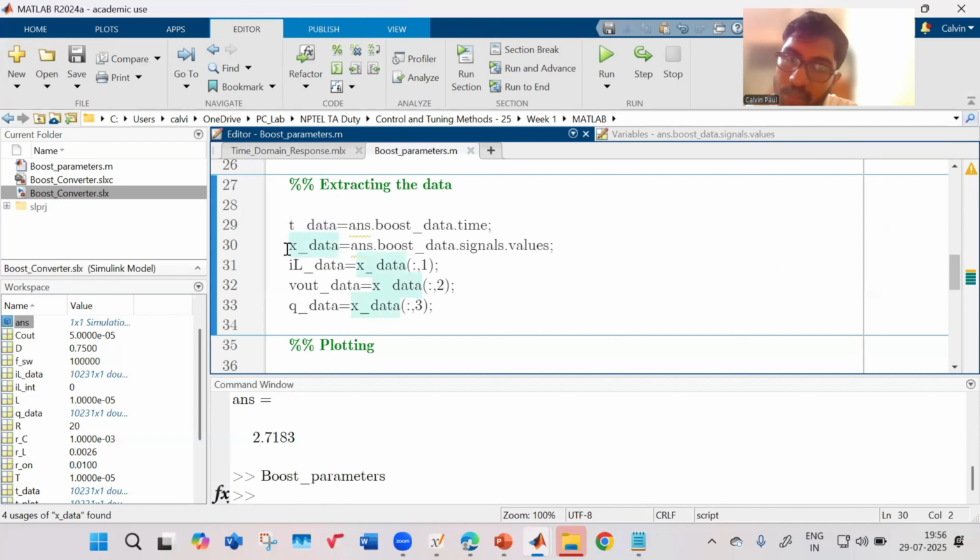Now the first column of x_data is my inductor current. That's why I extract this colon over here. This means all the rows, and this one means the first column. Similarly over here, it means all the rows and the second column, which is my output data. Similarly over here, all the rows and the third column, which is my Q gate signal data. Okay, so I have extracted the data from the workspace into certain variables.